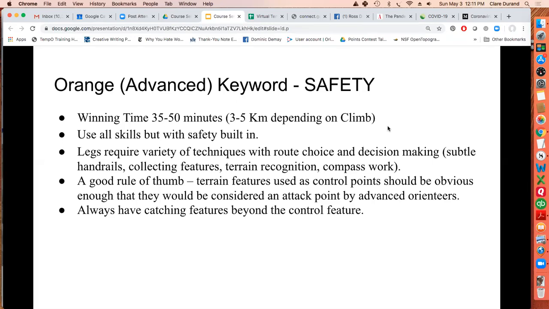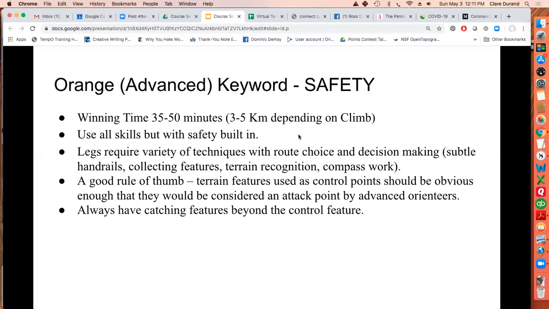There's a lot of places in the country where nobody would even think of setting a 3K orange. It would be way too short. But here in Los Angeles, with how steep many of our areas are, there are many places where if it's going to be a really steep course, making it only 3 to 3.5K will get you about that correct winning time. Whereas if you're on a really flat area that's very fast running, you're going to want to go more toward that 5K. But remember, this says depending on climb. You don't want to set a 5K orange if it's also got a reasonable amount of climb on it. Nobody will finish it even remotely close to the winning time.